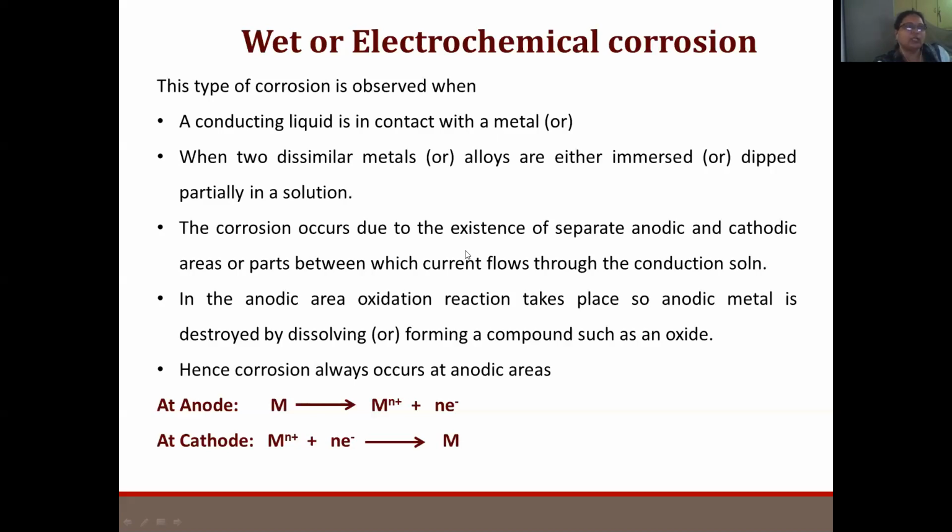So it exists due to the separate anodic and cathodic areas or parts between which current flows through the conducting solution. So in the anodic area, oxidation reaction takes place, and so anodic metal is destroyed by dissolving or forming compounds such as oxide. So the reaction always occurring at the anode is oxidation and at the cathode is reduction.